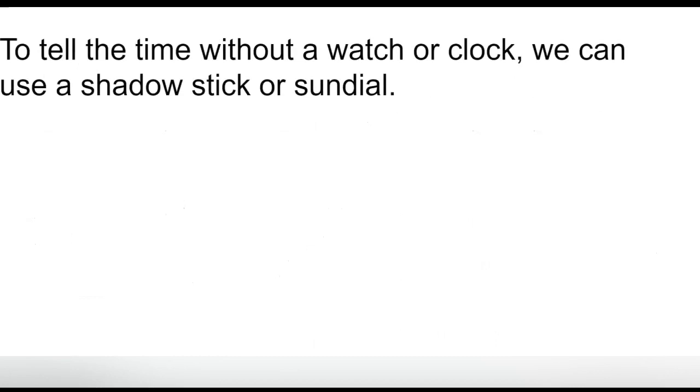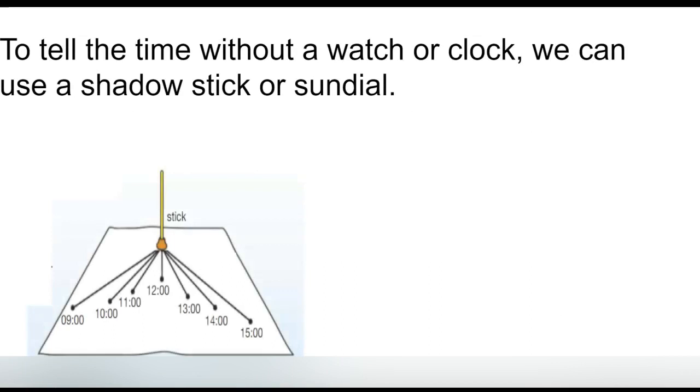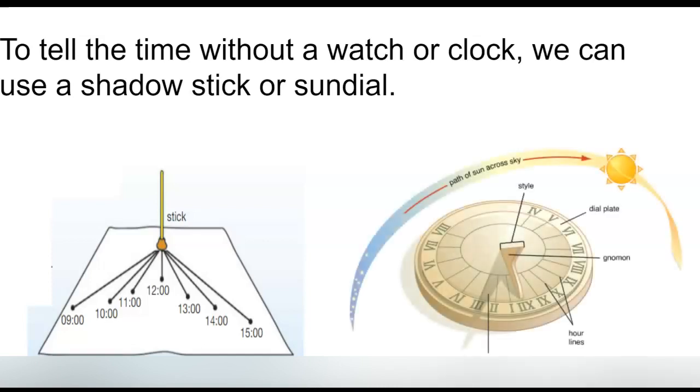To tell the time without a watch or a clock, we can use a shadow stick, and you can see you've got the stick, you've got the length of the shadows. Early in the morning and late in the afternoon, the shadows are long. At noon, the shadow is the shortest. Or we could use a sundial. Again, you can see the shadow showing the time. You can see the hour numbers. And the path of the sun across the sky, the shadow on the sundial moves.